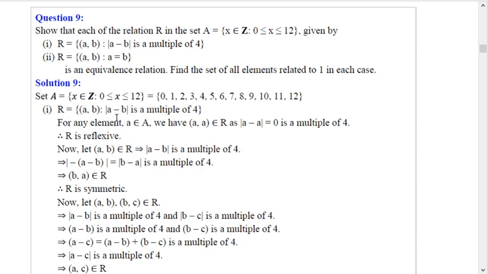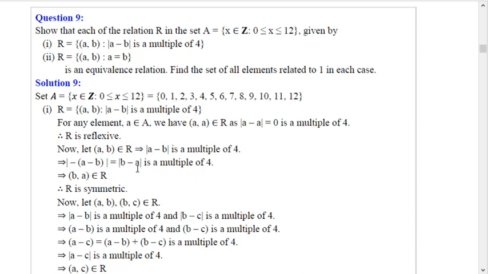So if we take the same element, like (1, 1) or (0, 0), you see here 1 - 1, that is |a - a|, you will get 0, which is also a multiple of 4. So R is reflexive. Next, if (a, b) belongs to R, then a - b is a multiple of 4, then you take out the minus common here.